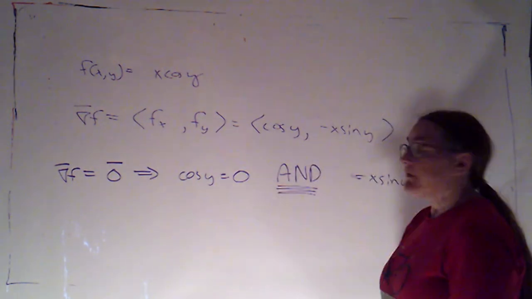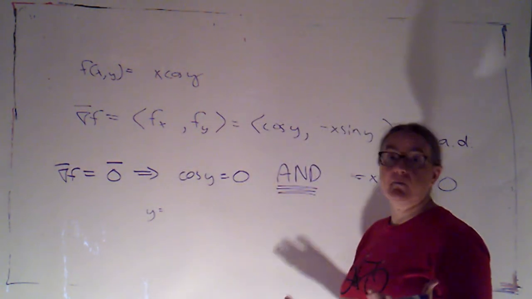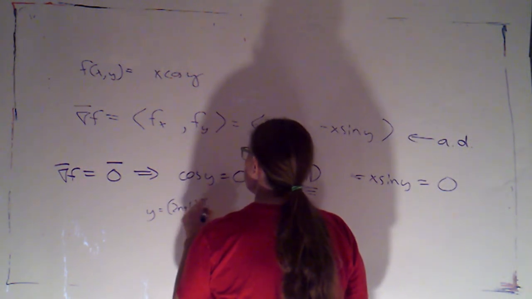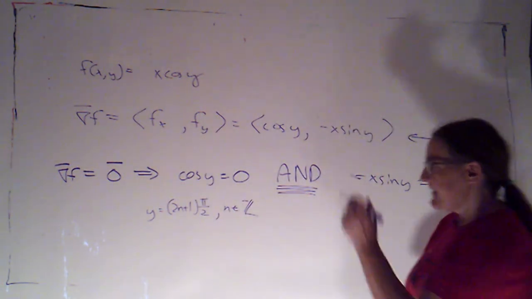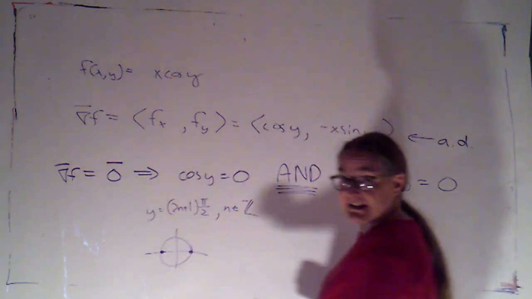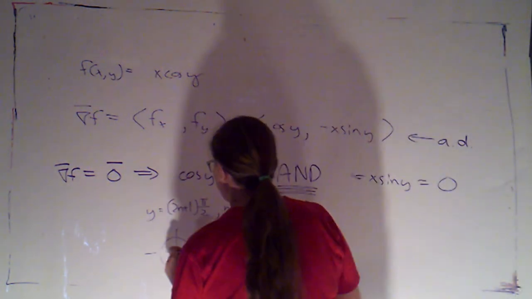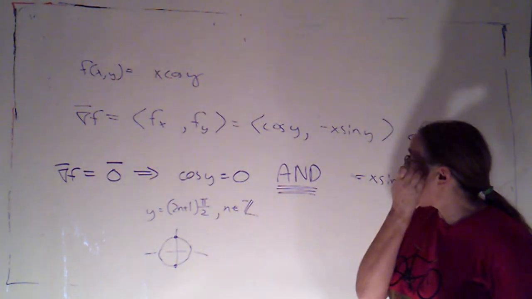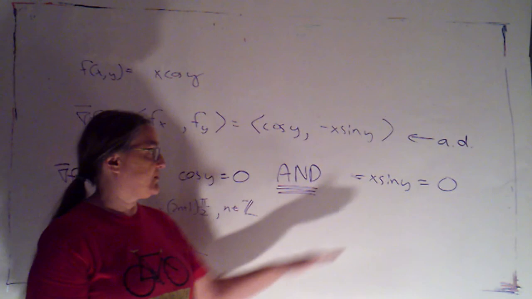Okay, now if cosine of y is equal to 0, that would mean that y is just an odd multiple of pi over 2. I can write that as 2n plus 1 times pi over 2, where n is an integer. Okay. That's going to put me on the unit circle, viewing y as the angle. That's going to put me at a point that's an odd multiple of pi over 2, like so. Okay. Then I also need that negative x sine y is equal to 0.